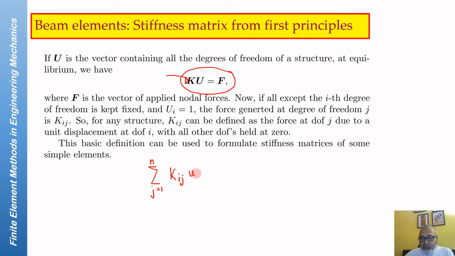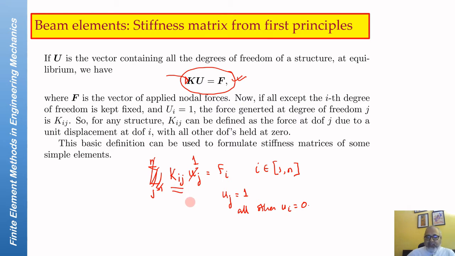Kij uj is equal to fi. This is how I can write the ith row of this matrix equation. So obviously i goes from 1 to n as well. Now imagine that only uj is equal to 1 and all other ui are equal to 0. Then this summation symbol drops out, and this is 1.